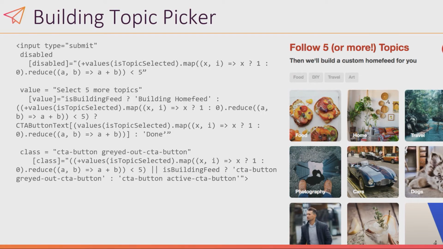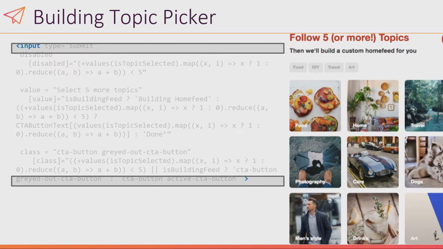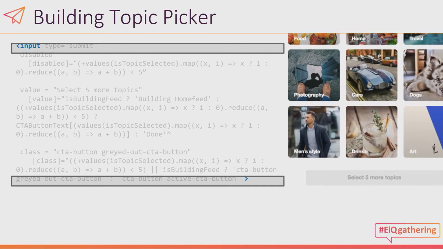This is part of the code for this email. This is a little bit more complicated, I would say, as somebody who's not a good coder, definitely. That is just the code for the CTA button. What it's doing is it's telling it when it should be disabled, what the value of the text should be, and what CSS class it should have. But this is where it gets complicated.